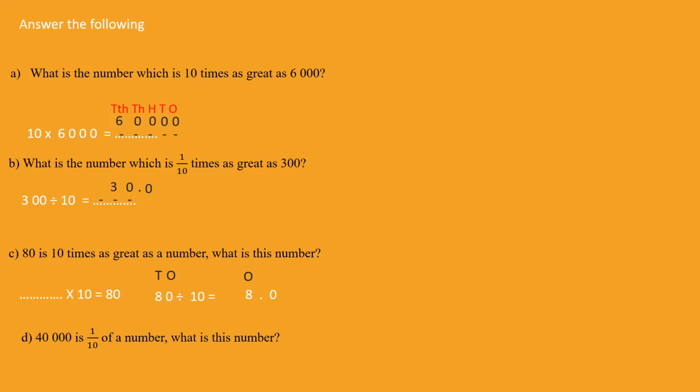40,000 is 1 over 10 of a number. What is this number? Okay, it means 40,000 is 1 over 10 times what? Or which number times 1 over 10 equals 40,000? It means 40,000 divided by 1 over 10. When we divide by 1 over 10, or by tenths, it means we will multiply by 10. So it will be 40,000 times 10, which is 400,000.